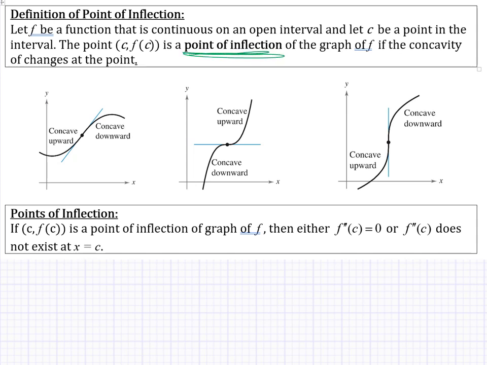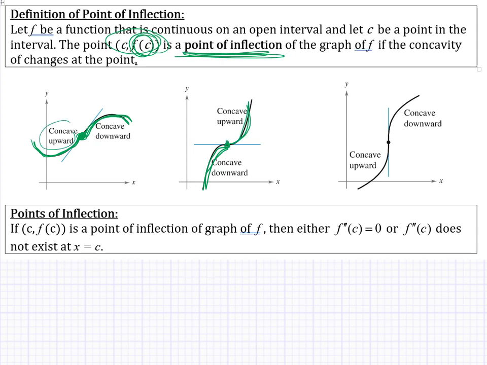The point of inflection needs two things. You need to have a point, which means the y value has to be defined, and the concavity has to change. So this point right here is a point of inflection. The graph is concave up on this side of that point and concave down on this side of the point. So that would be my point of inflection. Here's another point of inflection. I'm concave down on this side and I'm concave up on this side. So we have a point of inflection.